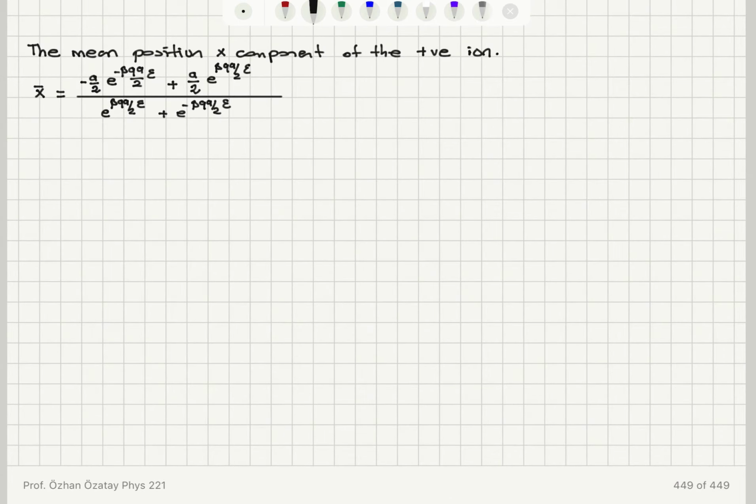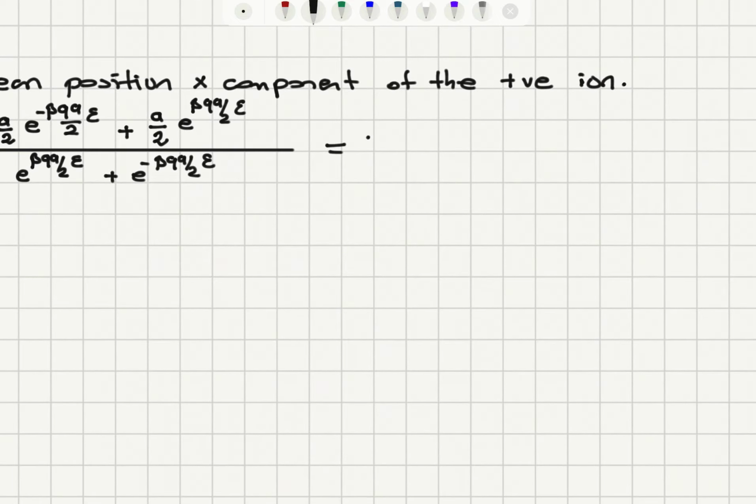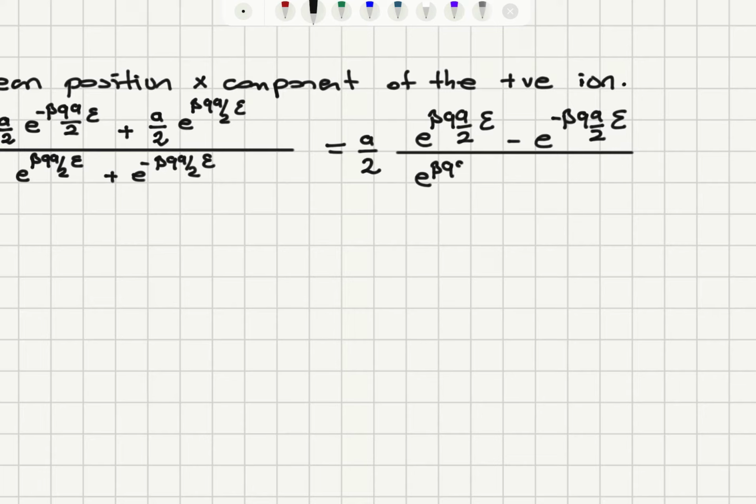So this would give me the mean value. Now I can rewrite this, if I take a over 2 into parentheses, as e to the beta qa over 2 epsilon minus e to the minus beta qa over 2 epsilon, divided by e to the beta qa over 2 epsilon plus e to the minus beta qa over 2 epsilon.